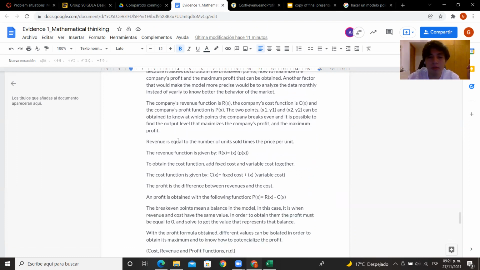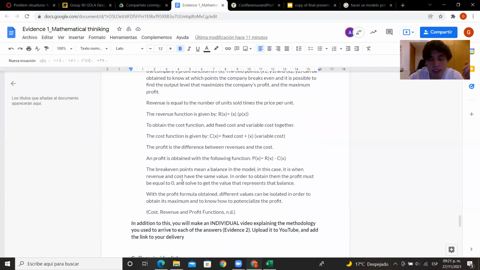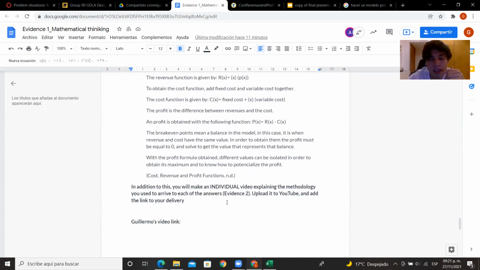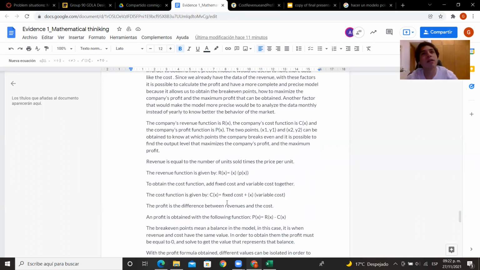And here is a little bit more of how the revenue function works, and how to obtain them, how the profit is obtained by these functions, and how to get break-even points and how to get maximum points. So yeah, that will be it. It wasn't that hard, but it was a little bit long to do.